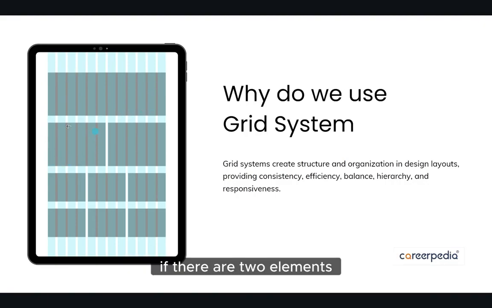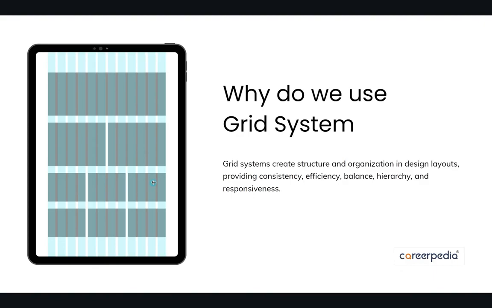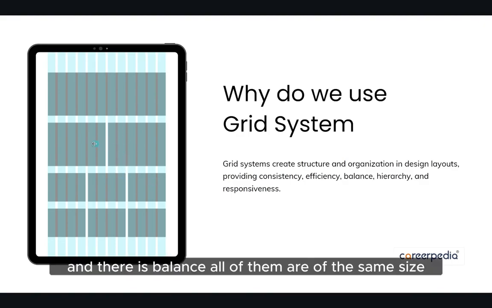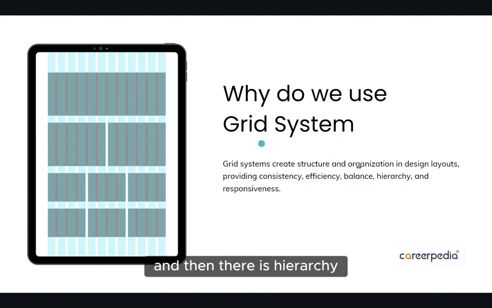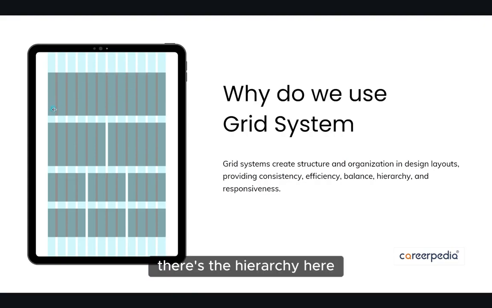If there are two elements, they are equally arranged. If there are three elements, they are equally arranged within the grids. So this is the consistency. And there is balance. All of them are of the same size. And then there is hierarchy. So this is the hierarchy.